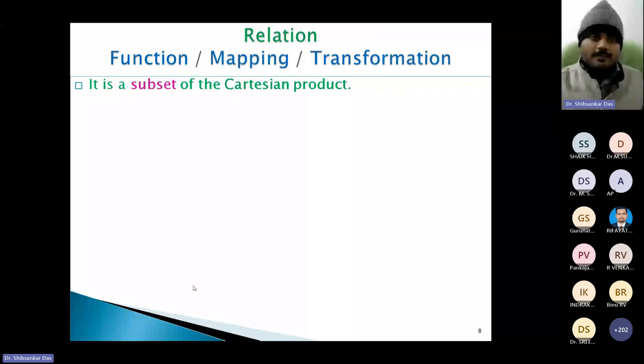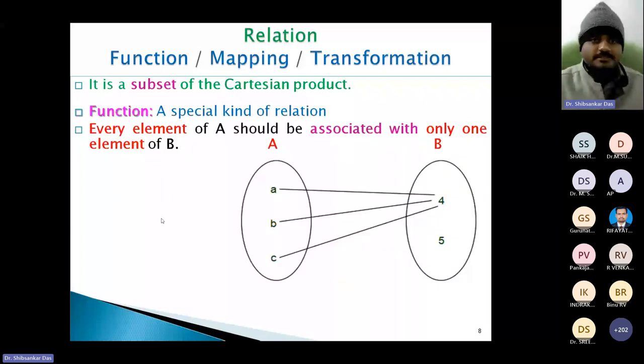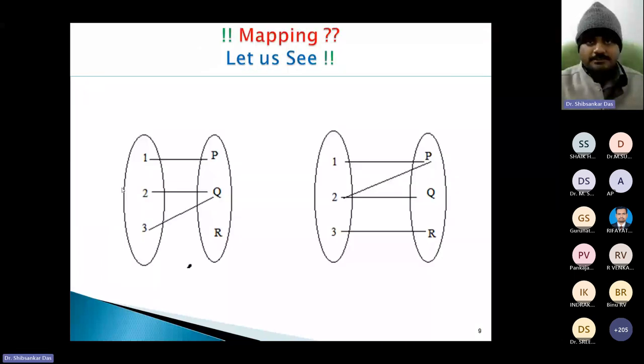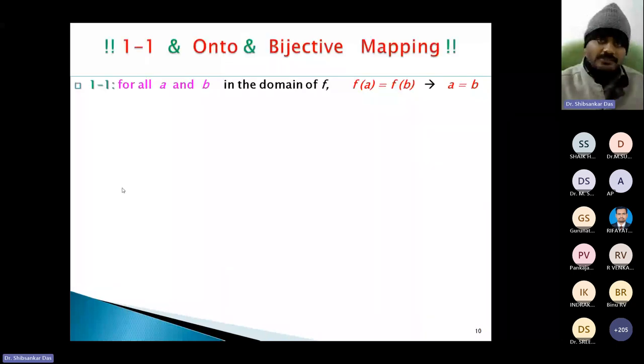And a function is a special kind of relation. This is the definition of a function: every element of A should be associated with only one element of B. The notation is this one, all of us know that. Another name for a function is mapping.